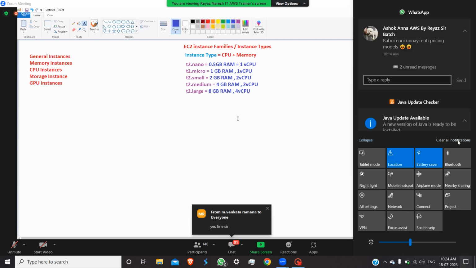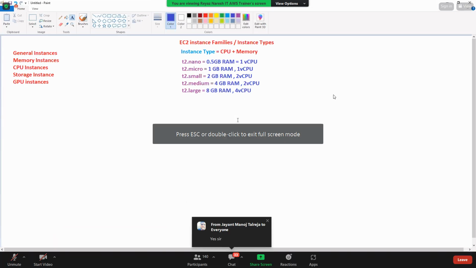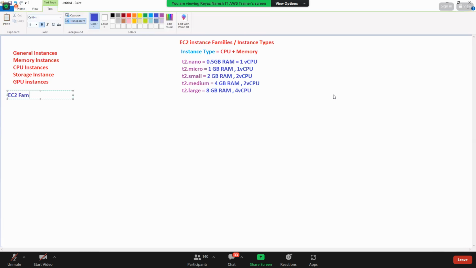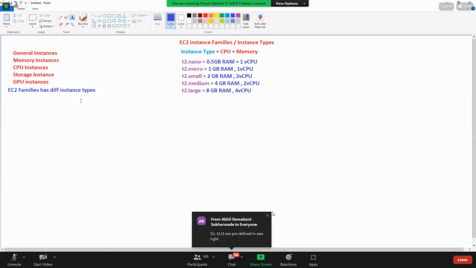So what are those? See here. In the T2 family, we have T2 Nano, Micro, Small, Medium, XLarge. Similarly, in T3 also we have T3 Micro, T3 Small, Medium, Large, XLarge, 2XLarge, 4XLarge. So in different families, we have different instance types. EC2 families have different instance types. Yes, these are all predefined.